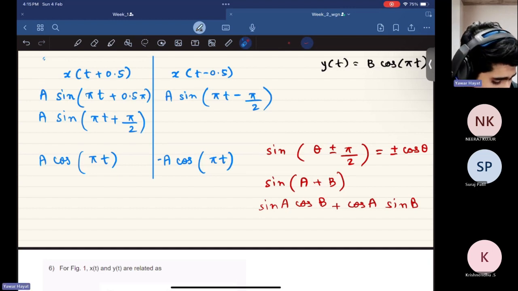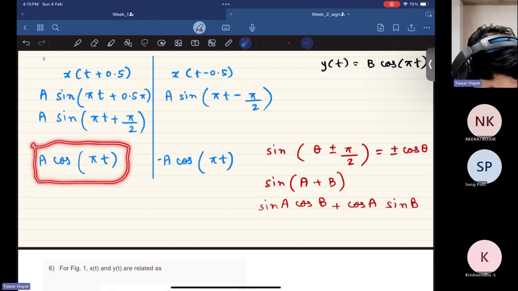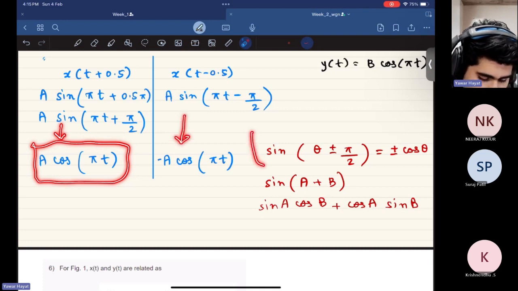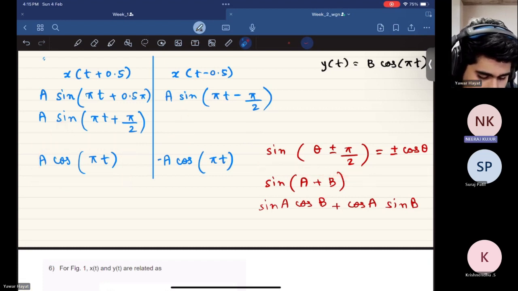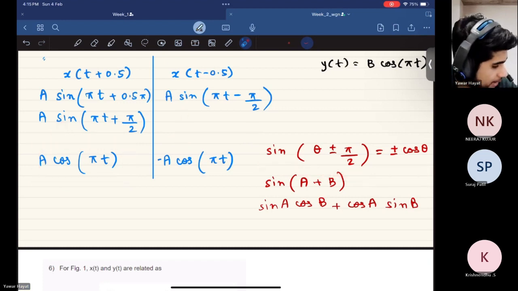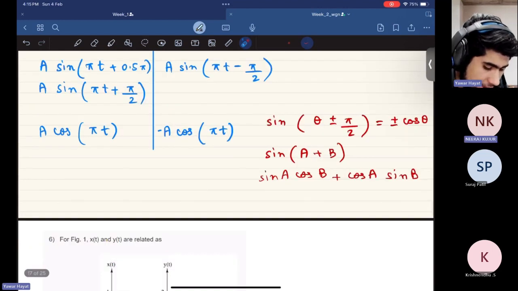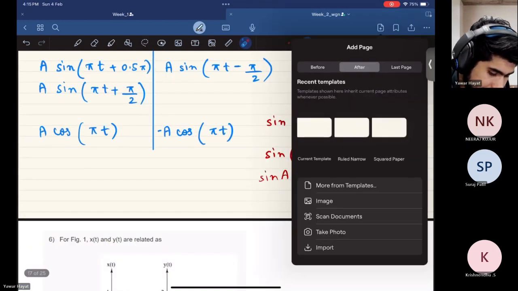So now coming back to the question. I wrote this as A cos of pi t and this as minus A cos of pi t, using this. Fine. Is that clear? Yes, sir.